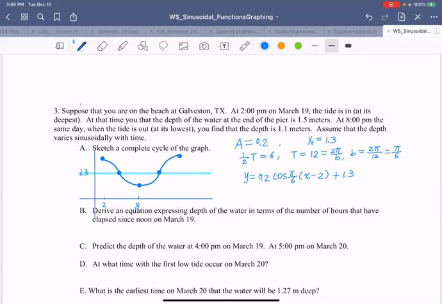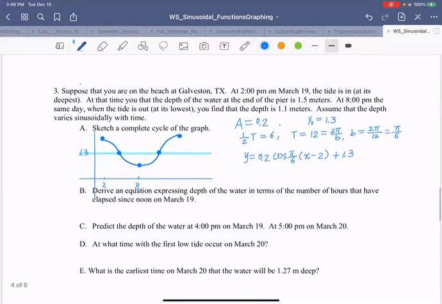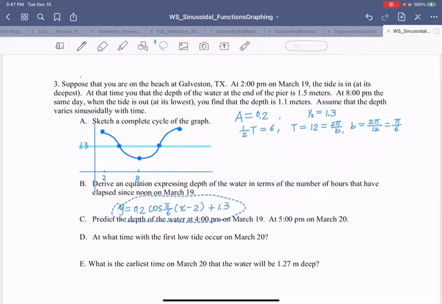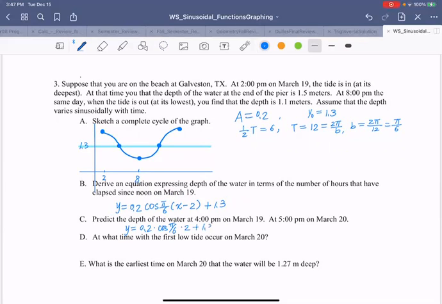That makes sense? Yeah. So they ask us to predict the depth at 4 p.m. So y equals 0.2 times cosine of pi over 6 times (4 minus 2), which is 2, and then plus 1.3.